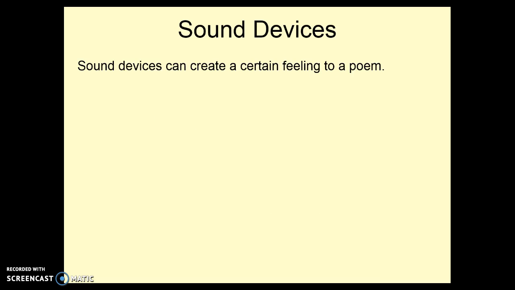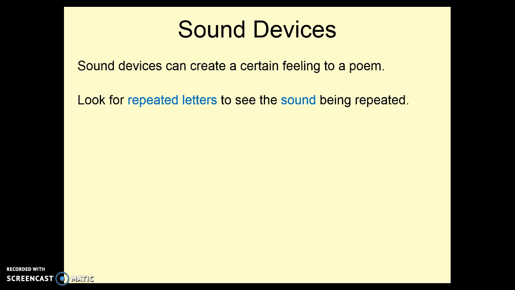So as I had said, sound devices create a certain feeling to a poem. And you want to look for repeated letters to see the sounds that are being repeated. That's a good trick to figure out what sound device is being used. Is this alliteration? Is this assonance? Is this euphony? And what is it doing to the poem's tone?